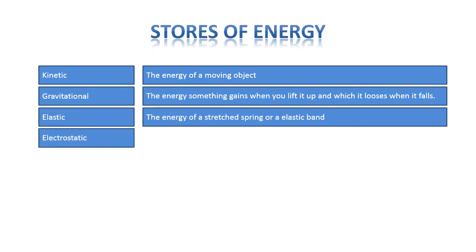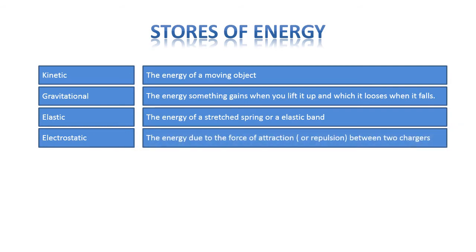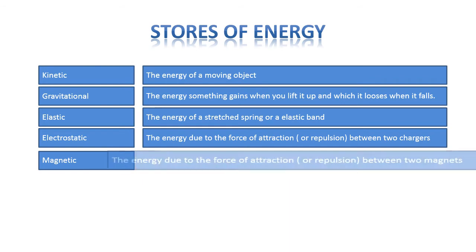Next one is electrostatic energy, the energy due to the force of attraction or repulsion between charges. Magnetic energy. It is a force that exists between two magnetic poles which produces magnetization. Electrical currents produce magnetic fields, and similarly, magnetic fields always exert forces on electrical charges in motion.